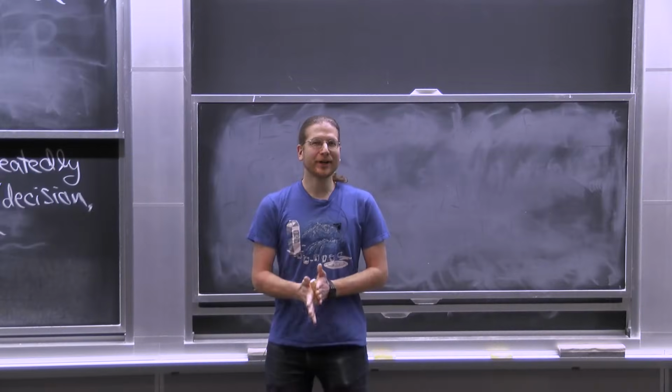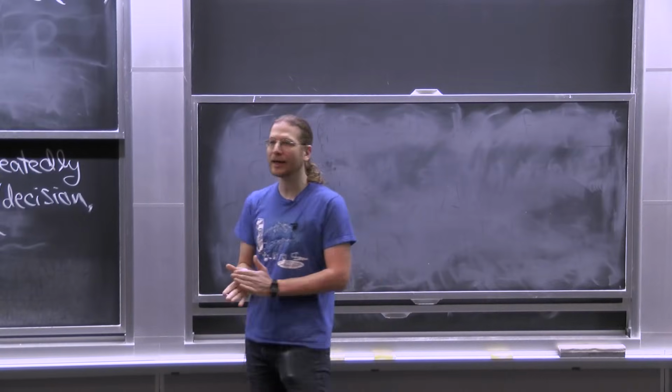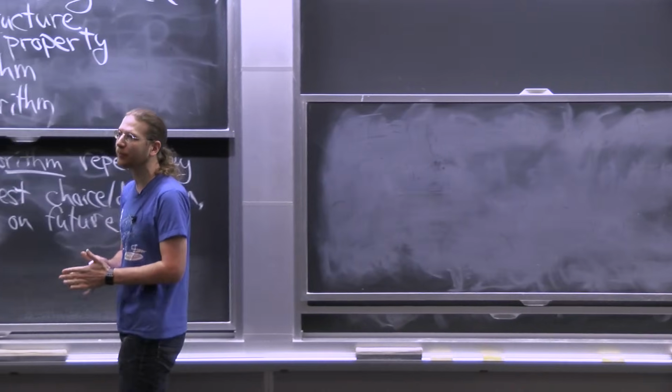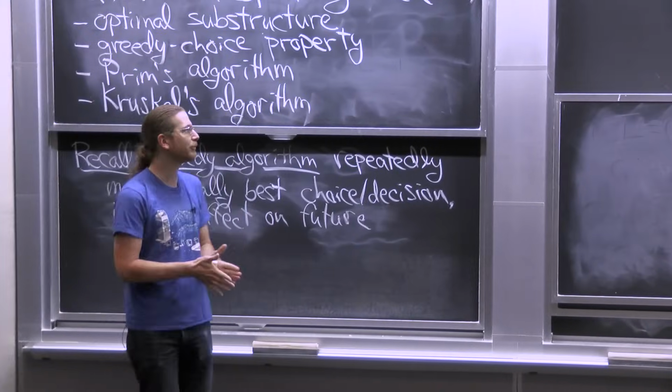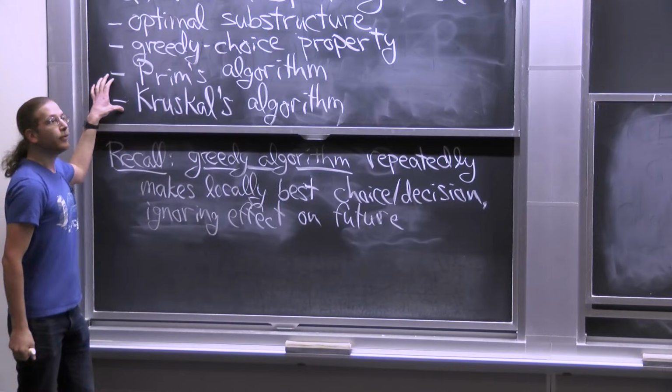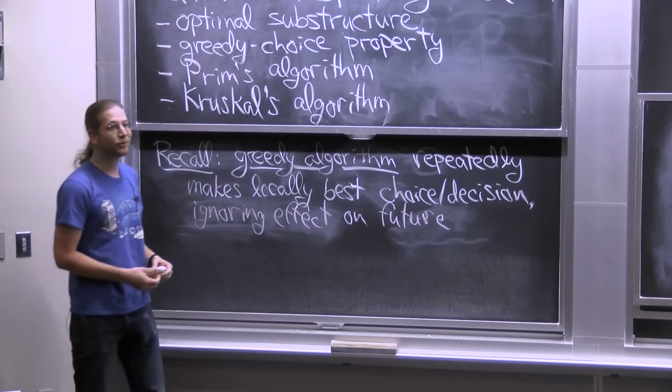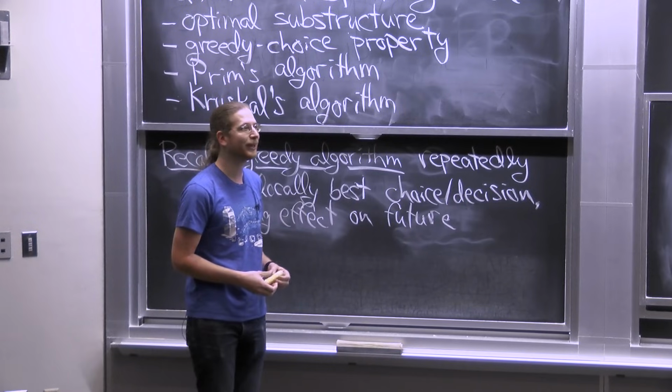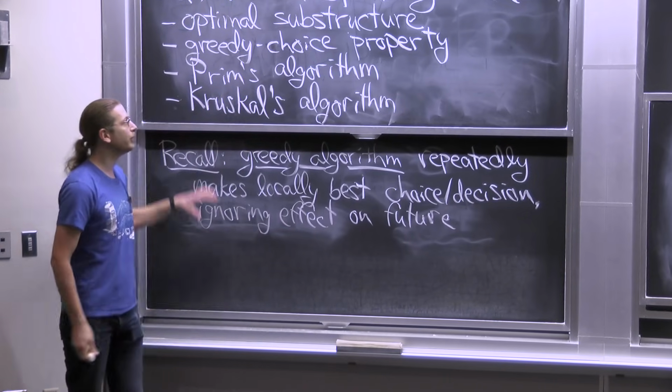All right, let's get started. Today we have another cool graph algorithm or problem. Actually, we'll have two algorithms. The problem is called minimum spanning tree. You can probably guess from the title what it's trying to do. We'll see two algorithms for doing it.